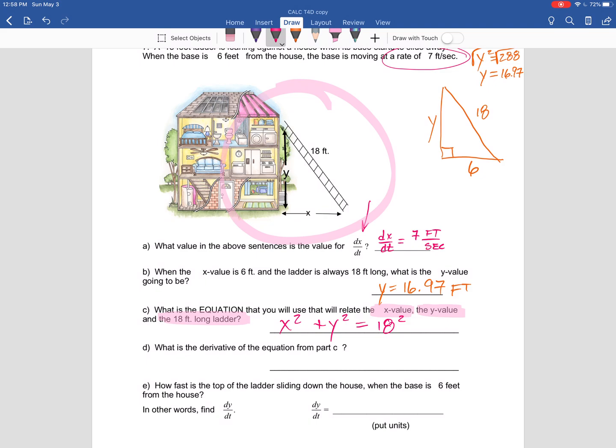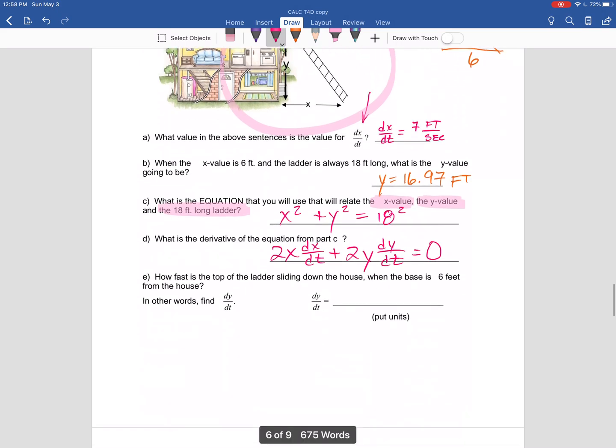So here we go. First of all, derive the outside, 2x. Derive the inside, dx dt. Plus, derive the outside, 2y. Derive the inside, dy dt. Equals, what's the derivative of 18 squared? Yeah, big 0. Okay, now let's see if we could start plugging everything in.